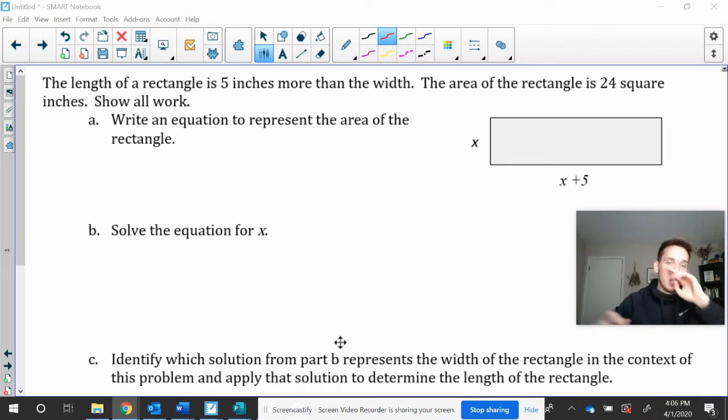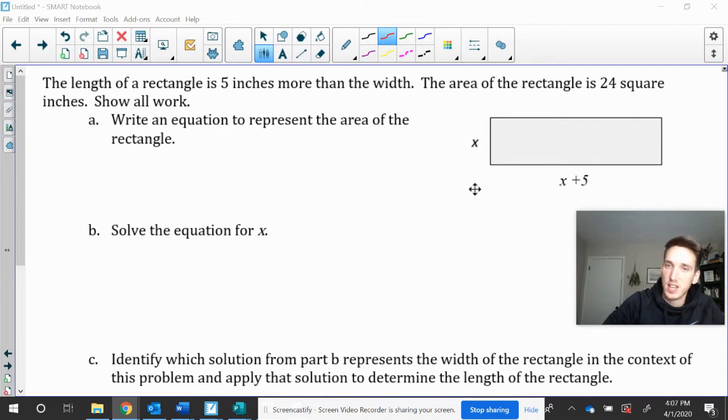So let's get started. The idea of this problem is we're given a rectangle. The length of the rectangle is 5 inches more than the width. Look at how they've labeled this rectangle. You won't always get the picture. Sometimes you have to draw it, but in this case, I wanted to give it to you. We don't know what the length or the width is. It just says the length is 5 more than the width. So if we call the width x, and the length is 5 more than that, then the length is x plus 5. We don't know either of the side lengths, but we know the length is 5 more than the width.